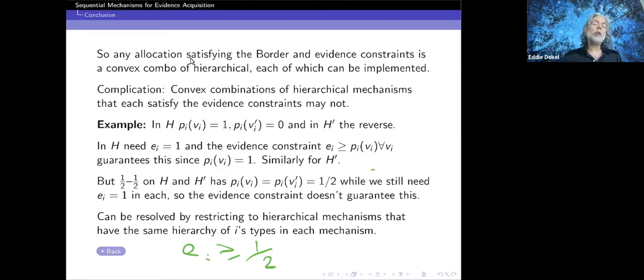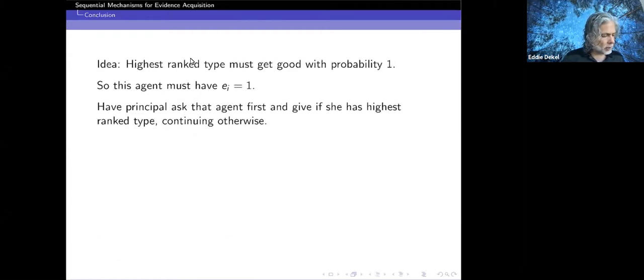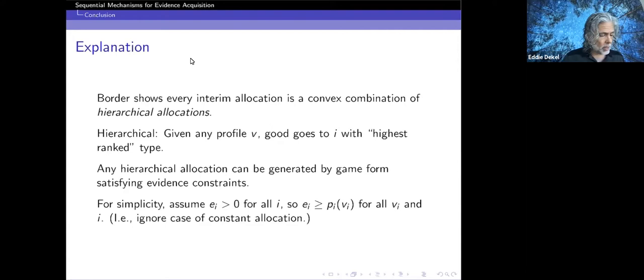Okay? So it turns out that this works, and it works because of what's written here. It turns out we can restrict to hierarchical mechanisms that have the same hierarchy of I's types in each mechanism. So every feasible mechanism can be generated, like Border said, by a convex combination of hierarchical allocations, in which in every hierarchical allocation, we order I's types the same way. And then that problem doesn't come up.